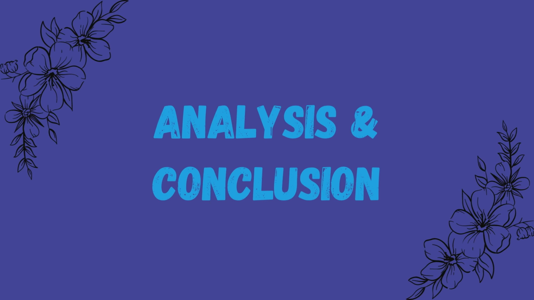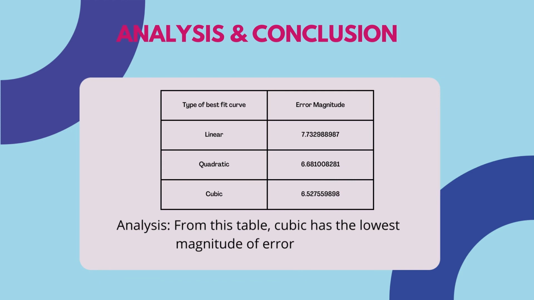Okay, let's move to the next slide. The topic of the next slide is analysis and conclusion. From the table, we can see the value of error magnitude for each model. The first model, which is linear model, the error magnitude value is 7.732988987. That is quadratic and the value is 6.681008281. And the last one is cubic. And we get the value of error magnitude is 6.527559898. And we get to know that cubic has the least value of error magnitude.